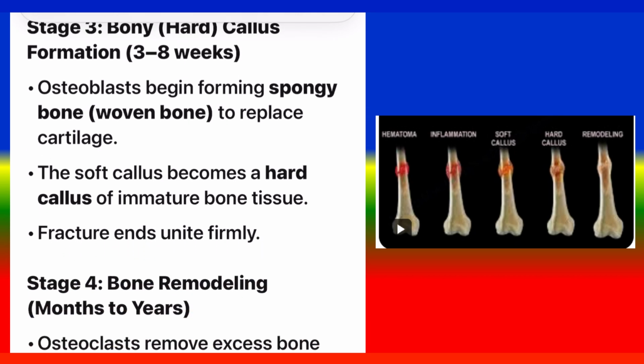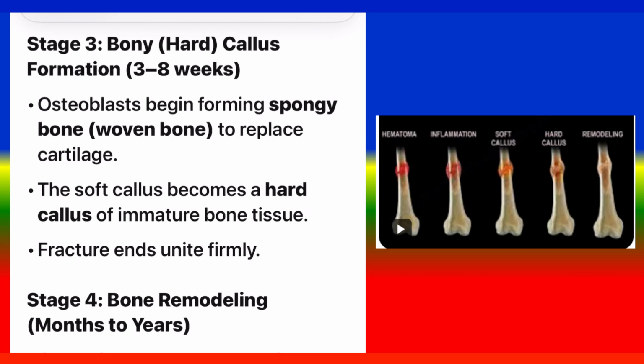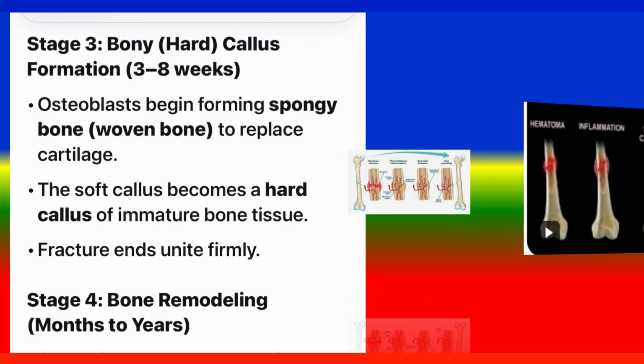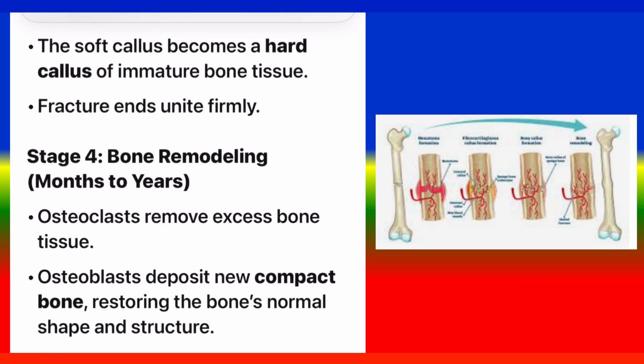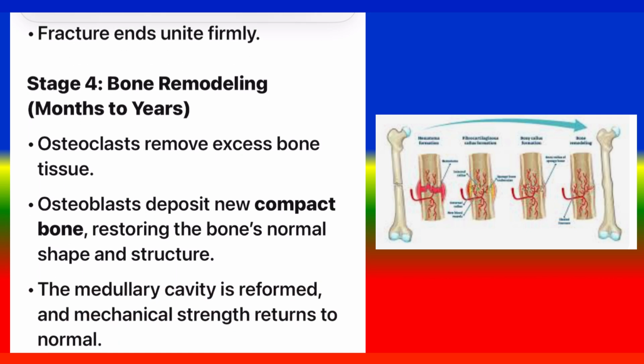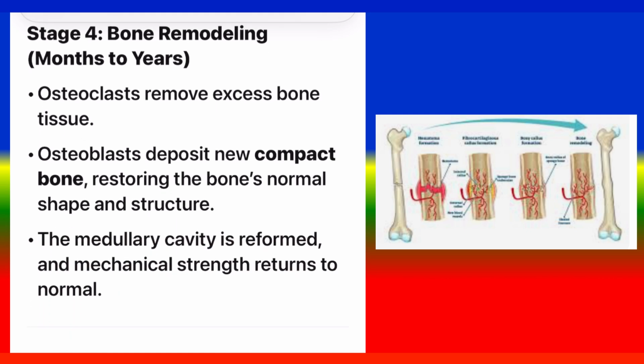Stage 3, bony, hard, callus formation, 3 to 8 weeks. Osteoblasts begin forming spongy bone, woven bone, to replace cartilage. The soft callus becomes a hard callus of immature bone tissue. Fracture ends unite firmly. Stage 4, bone remodeling, months to years.